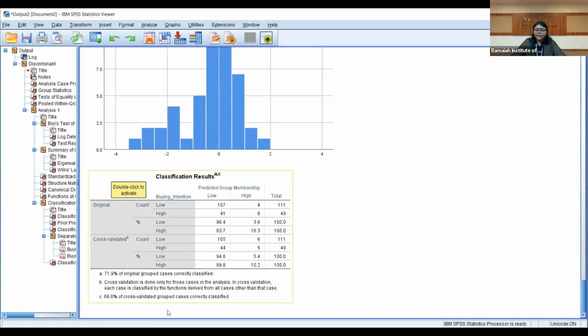Now in this case, I'll just switch to the data because we have, just a sec.